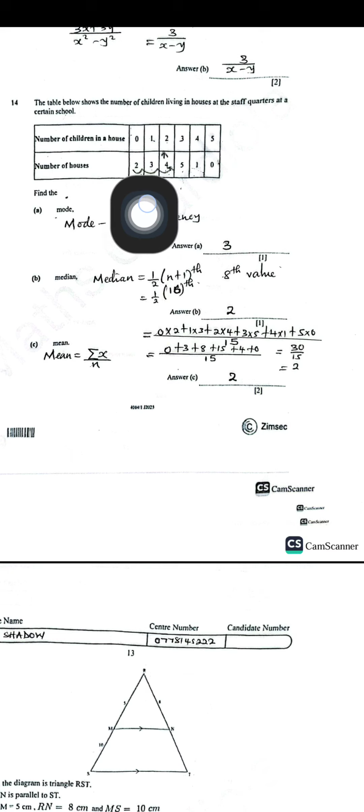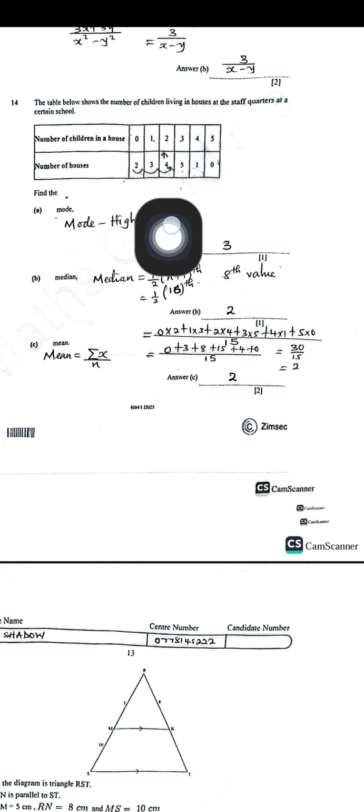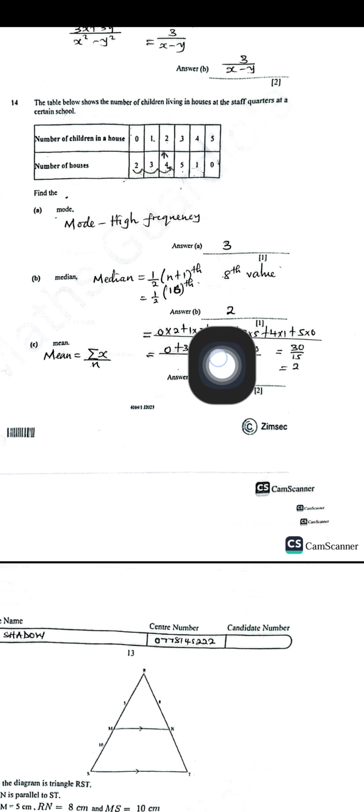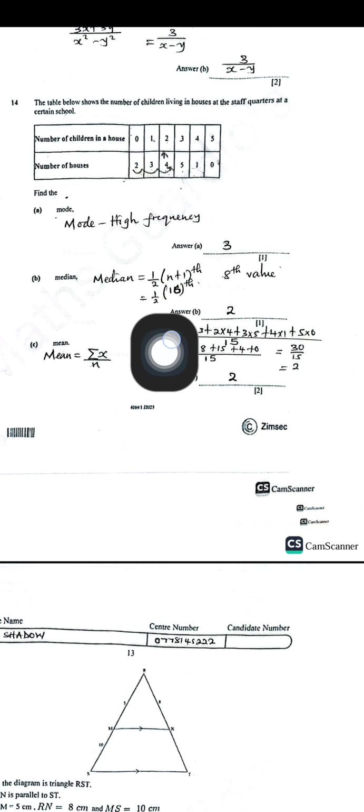So 2 plus 3, we get 5. Plus 4, we get 9. But we are getting the 8th value. So the 8th value is found within the range of 4. So we take 2 as the number of children. So the median becomes 2.